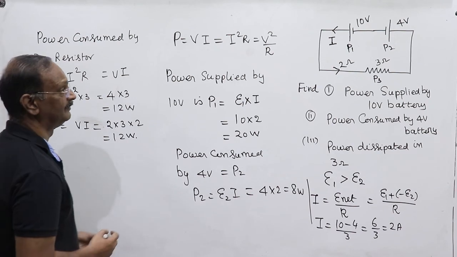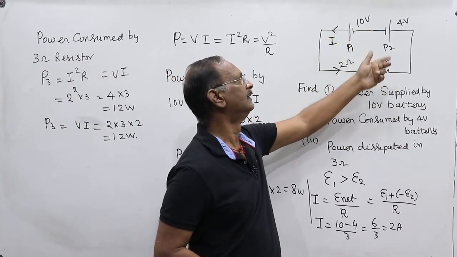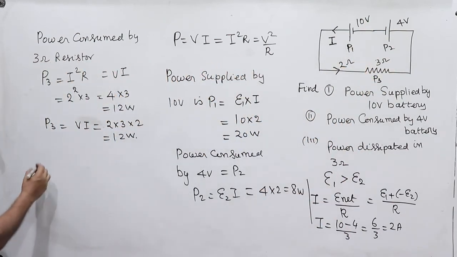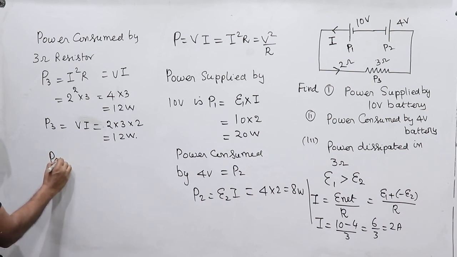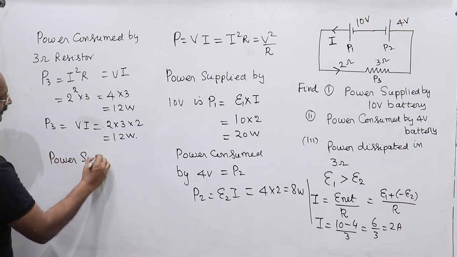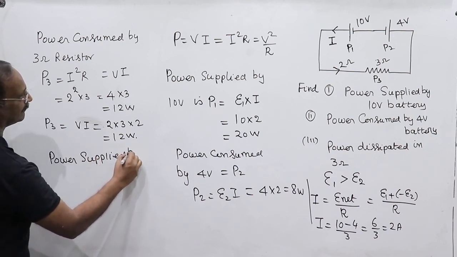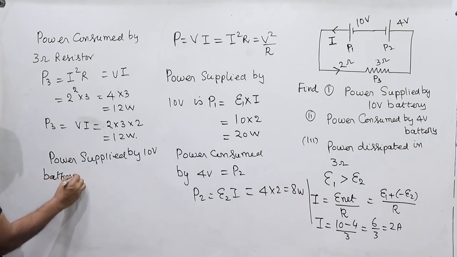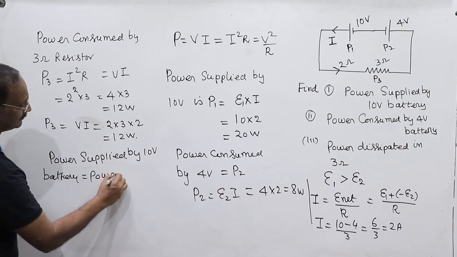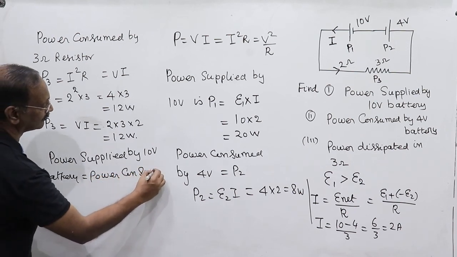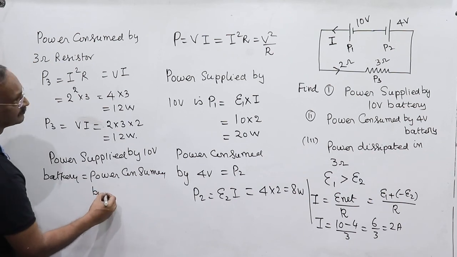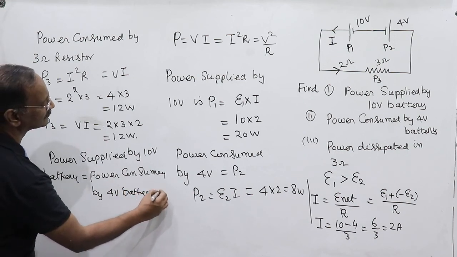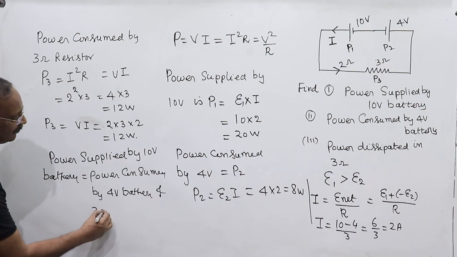So now we can see power is supplied by this battery, and this battery consumes power, and this resistor also consumes power. So we can simply say, power supplied by the 10 volt battery is equal to power consumed by the 4 volt battery and the 3 ohm resistor.